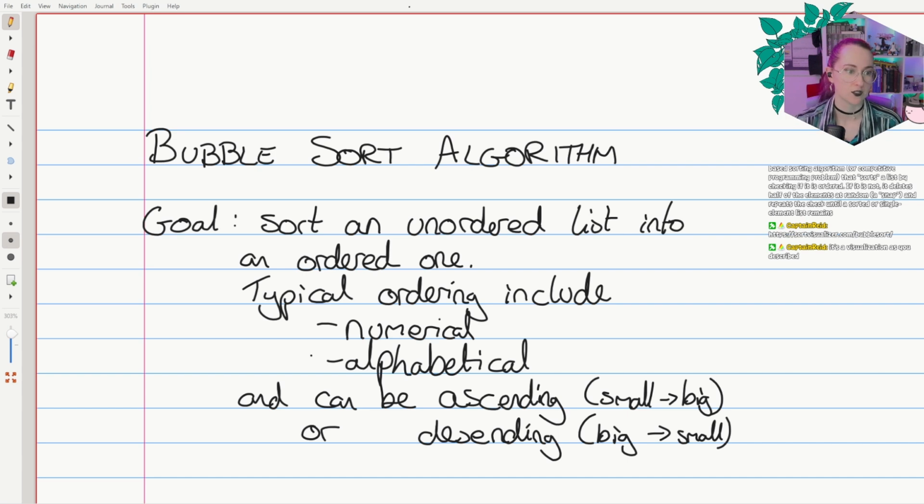For example, maybe it's sorting a deck of cards. K goes after Q because king comes after queen in the deck of cards, but not in the alphabet. So having a really good idea of what you're trying to sort into is quite important for this.